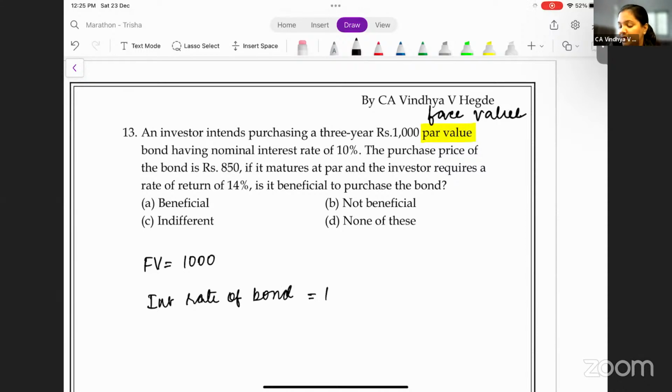See, bonds are nothing but similar to debentures. Okay, so on the face value of the debentures, you get interest. Similarly, on the face value of the bond, interest will be 1000 into 10%, that is 100 per year. See, this interest is received irrespective of whether you purchase it at 1000, more than 1000 or less than 1000. Okay, the value of interest is not dependent on the purchase price. It depends on the face value or the par value of the bond.